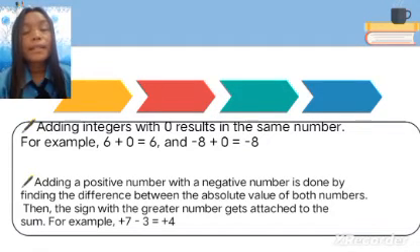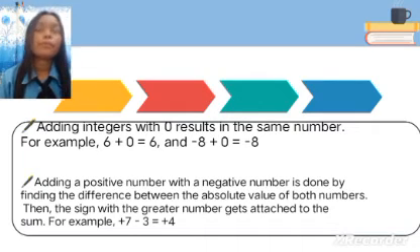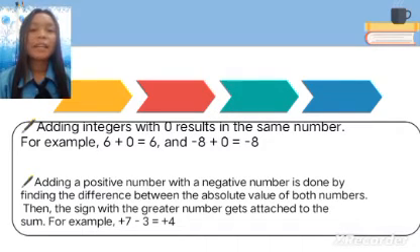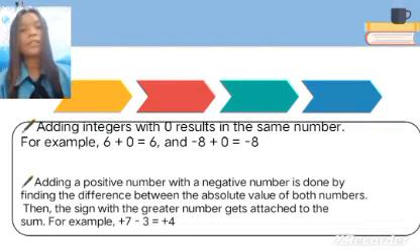Next rule for adding integers: adding a positive number with a negative number is done by finding the difference between the absolute values of both numbers. Then, the sign of the greater number gets attached to the sum. For example, positive 7 plus negative 3 is equal to positive 4, since 7 minus 3 is equal to 4. Very good.